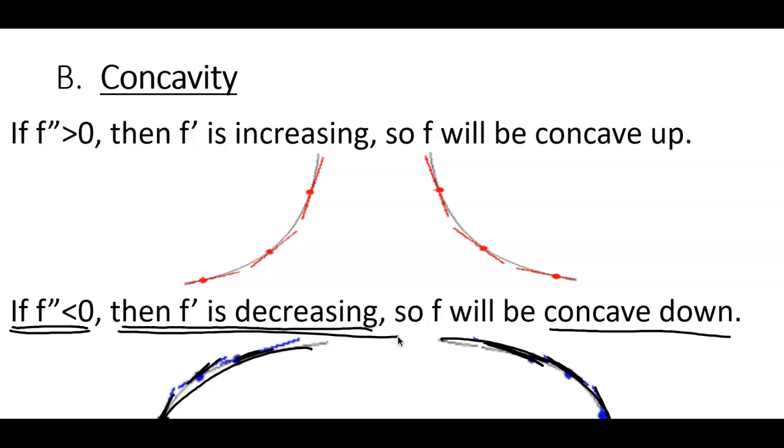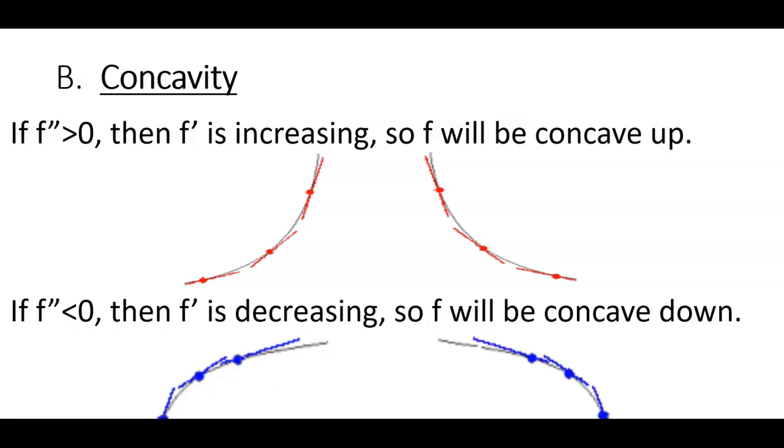So once again, when the second derivative is less than 0, or in other words, negative, that means the derivative, or the slope, is decreasing, which can happen in one of two ways, but either way, your graph is considered to be concave down.